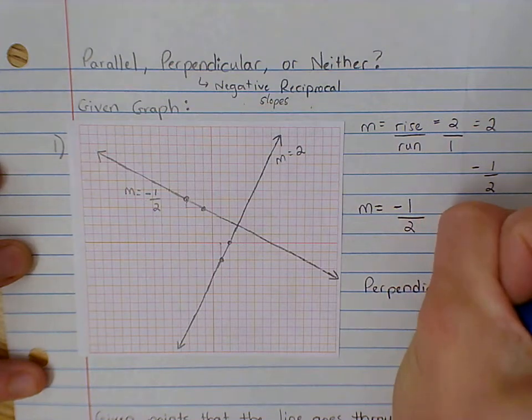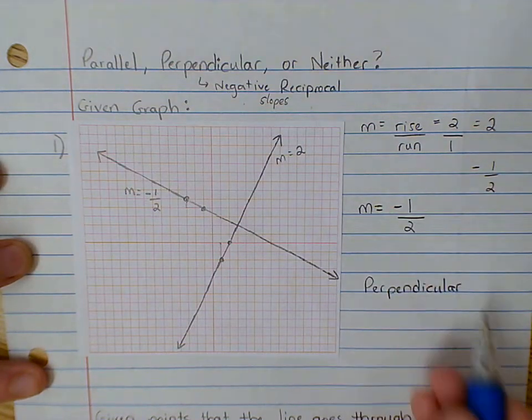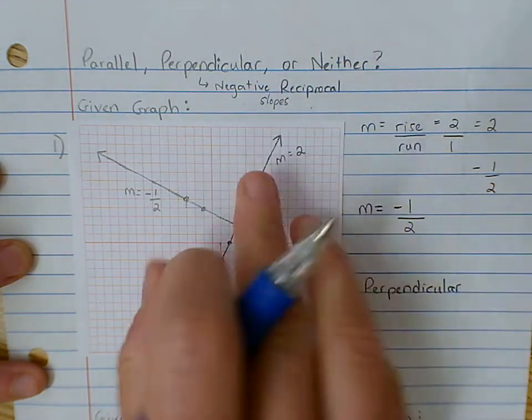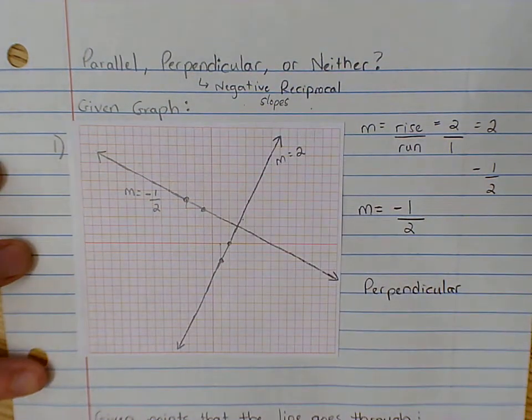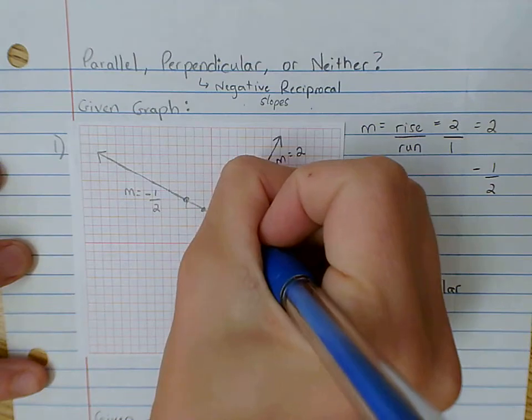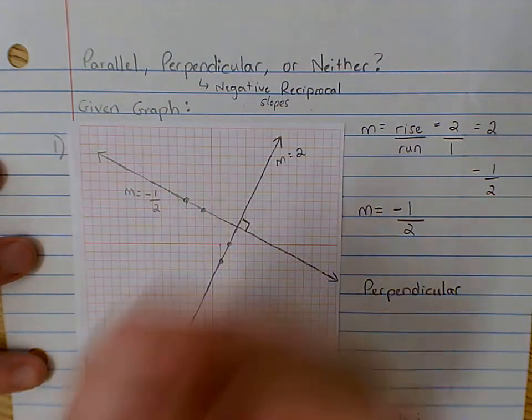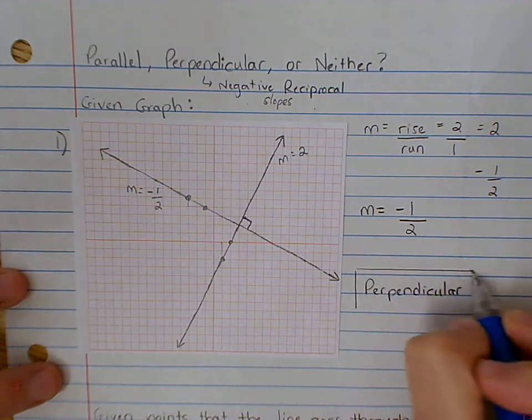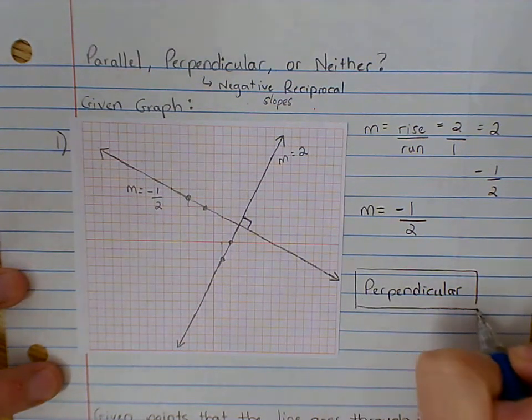And so what that actually means, because remember, perpendicular means that they cross at 90-degree angles. So you could actually come in here and put a 90-degree angle into that picture, because you would know for sure that these cross at a 90-degree angle. Okay, so that's how you figure out the answer to that question, by looking at a graph.